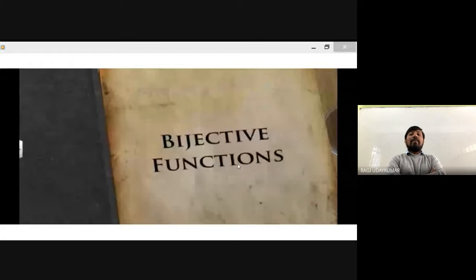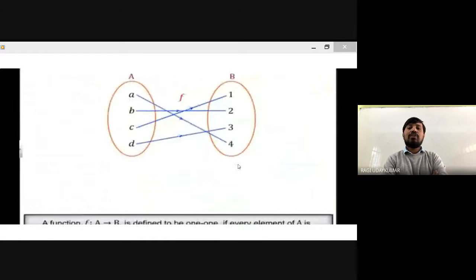Next, bijective functions. A function which is both 1-1 and onto is called a bijective function. If a function is both 1-1 and onto, so a function f from A to B should be a 1-1 function as well as an onto function, then that function is called a bijection. It is called a bijective function.